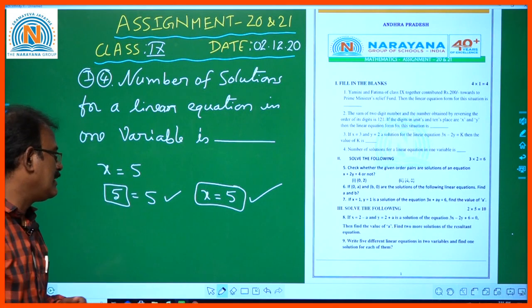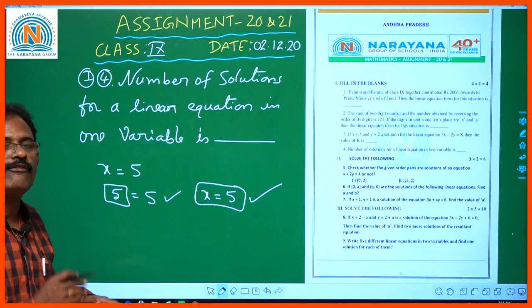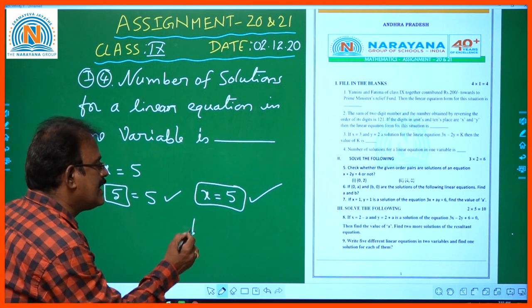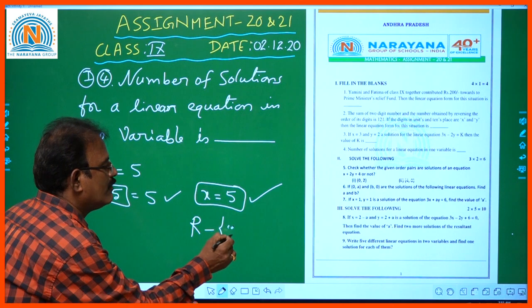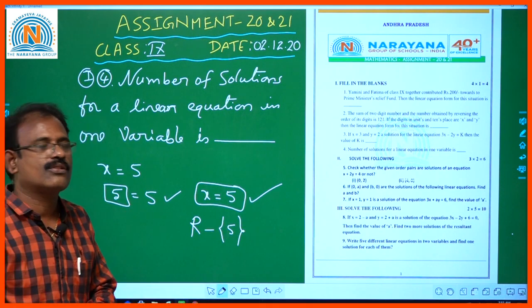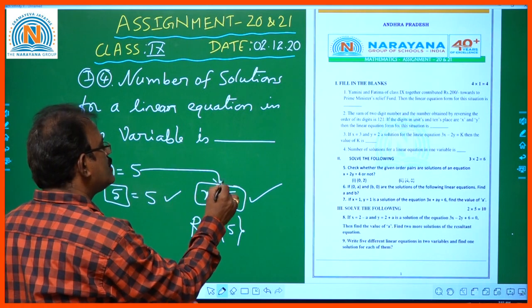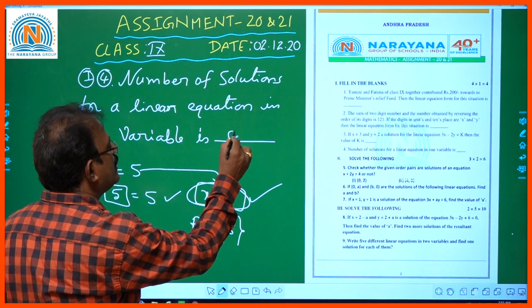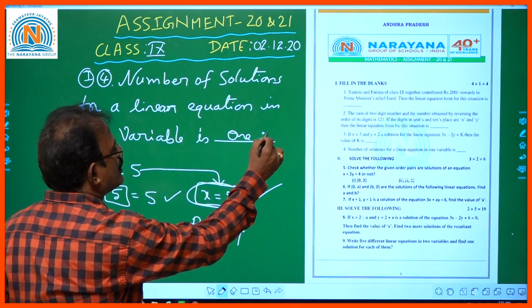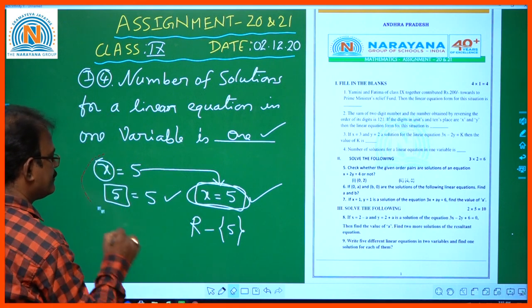Now children, you tell me, other than x is equal to 5, if you substitute any real number other than 5, can we make LHS and RHS the same? No. So a linear equation in a single variable has how many solutions? Only one solution. Only one solution. Okay children.